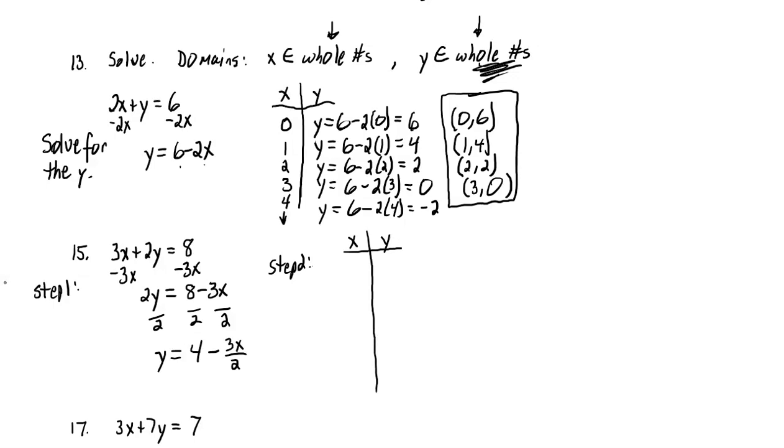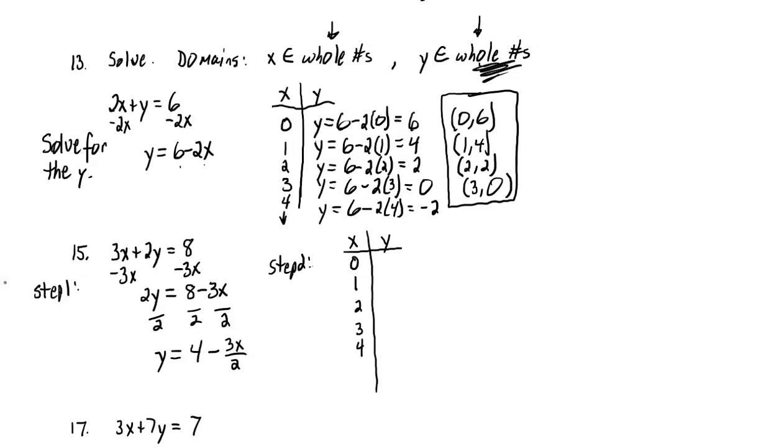Now, what is the lowest whole number? It's 0. What is the next whole number? 1. What's the next whole number? 2, 3, 4, 5, and so on. We're going to have to decide when to stop, and we're not going to know that unless we pay attention to the outputs that we get for y. Once we notice that our outputs keep making numbers that are not whole numbers, then we'll stop.